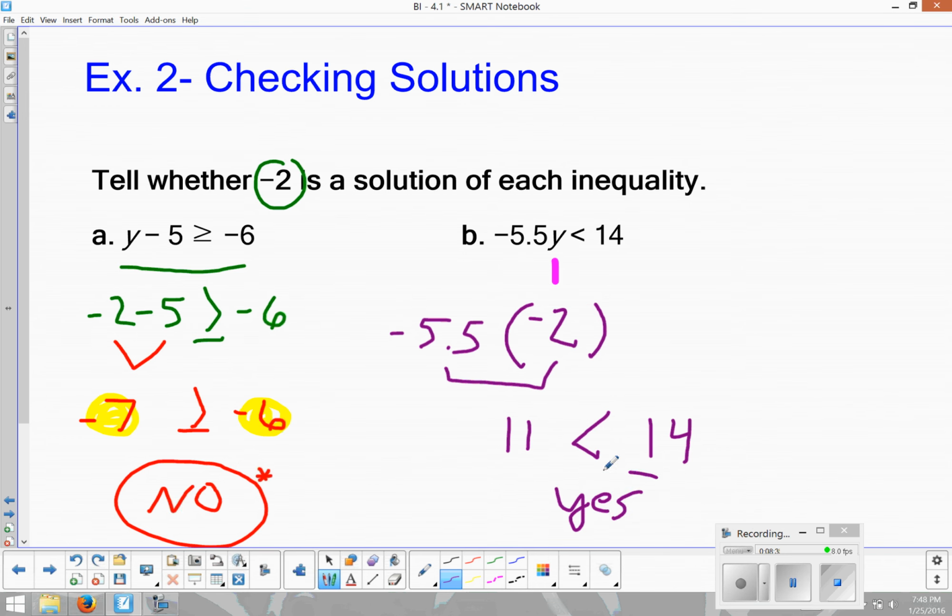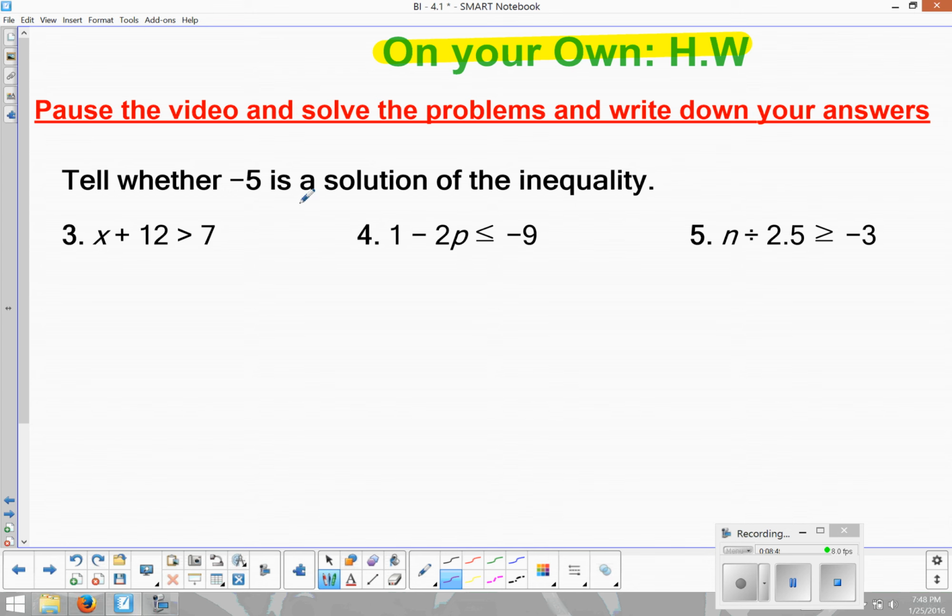So all we're doing in example 2 is we're trying to figure out, is the answer they give you the correct solution for each problem? And if it is, you put yes. And if it isn't, you put no. So go ahead and try on your own on the same paper that you did number 1 and 2. Now do number 3, 4, and 5. All you're doing is plugging in -5 every time you see a variable. And you're going to check to see if the solution is true. If it is true, you put yes. If it's not true, you put no. Be careful again on the equal sign.